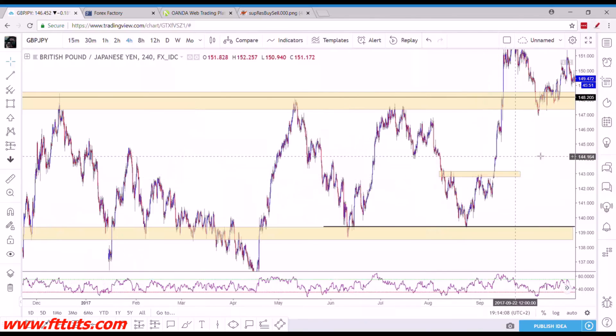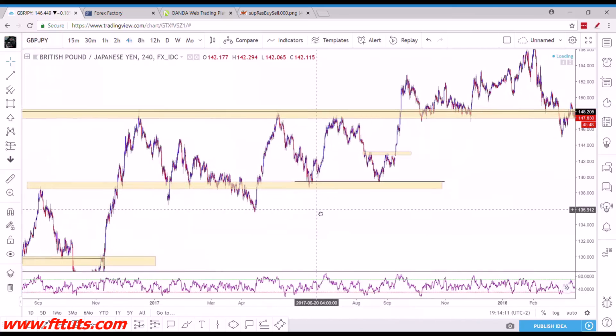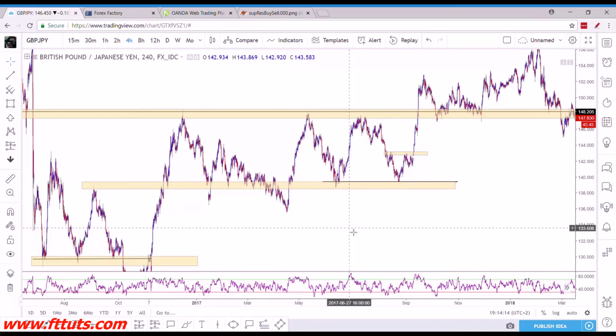And that's on a smaller time frame. So we've got different resistance and support levels on different time frames. The bigger the time frame, the more powerful the resistance, of course, or the support. Okay.